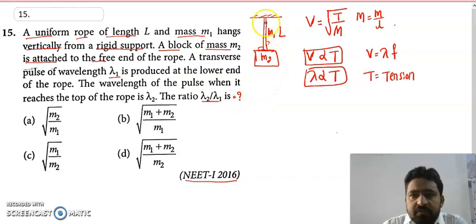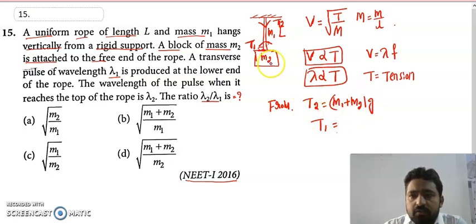So this is the tension T2, and this one is the tension T1. So T2 is equal to what? From the figure, T2 is equal to (M1 plus M2) into g. Then T1 is equal to M2 into g. So then lambda 2 divided by lambda 1.